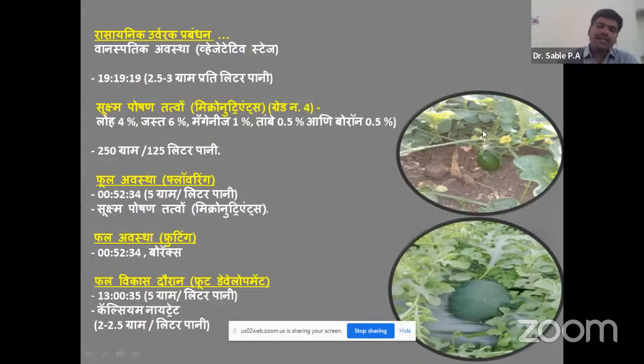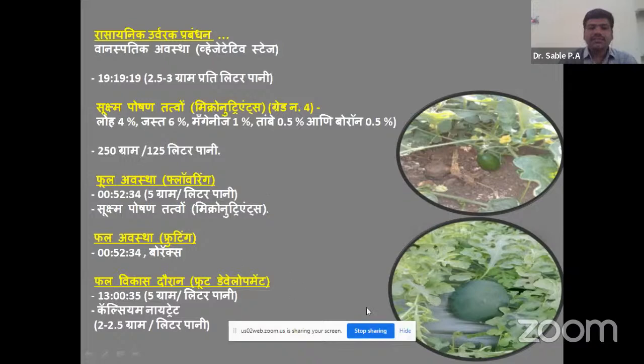Here we can also follow this schedule, micronutrient and water soluble fertilizers along with the recommended dose of fertilizer as per the nutrient status and soil analysis report. Here at 15 days, 19:19:19 at a recommended dose, then along with this micronutrient grade 4. Then at flowering stage and fruiting stage, 0:52:34 water soluble fertilizer, 5 gram per liter of water along with micronutrients. This we have to repeat once again at flowering and fruit development.